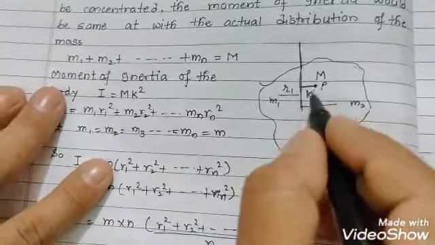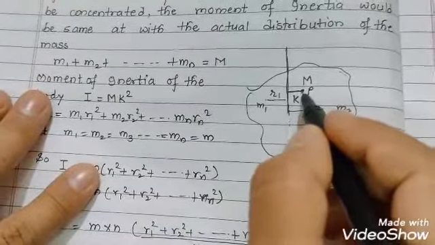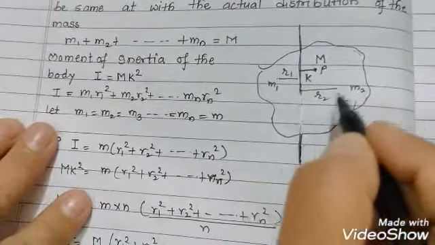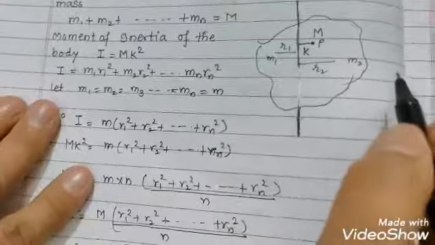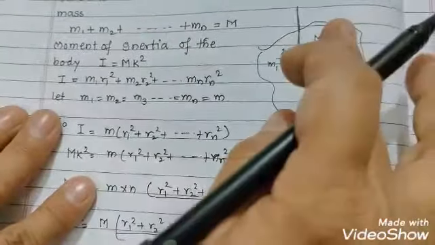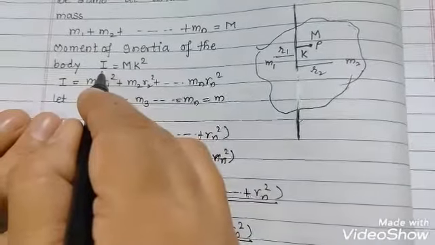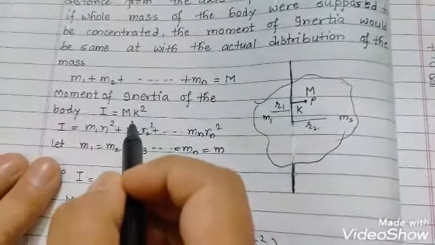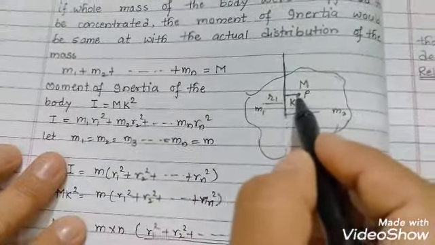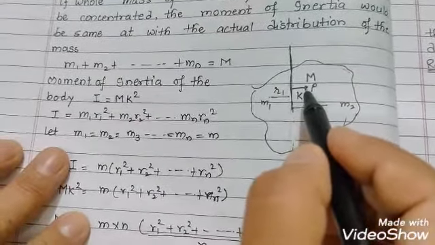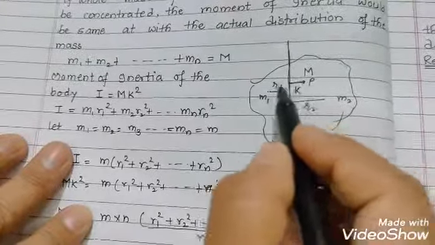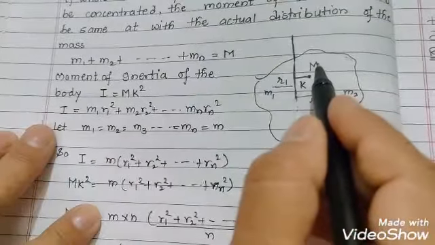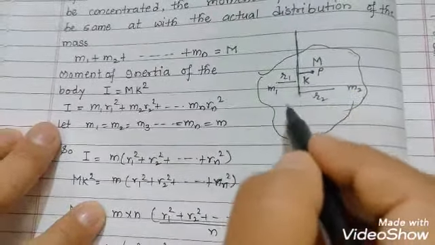And if you calculate the moment of inertia over here, you will find that the moment of inertia will be the same as for the actual mass distribution. That means the moment of inertia of this rigid body will be I equal to Mk square, as the definition of the radius of gyration said. The moment of inertia at this point, where the whole mass is supposed to be concentrated, will be the same as for the actual distribution of the masses.